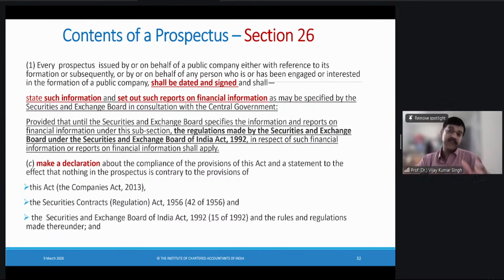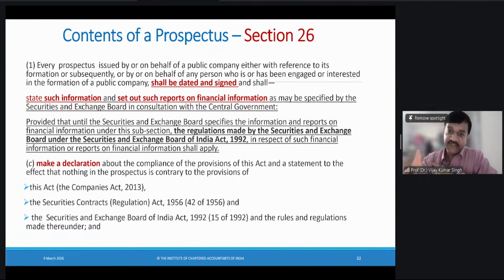So you can see it is covering all spheres. It is saying securities laws as well as company law. It should not be contrary. So you can see here in section 26, they are talking about four things. One, it should be dated and signed. Second, it must provide such information.